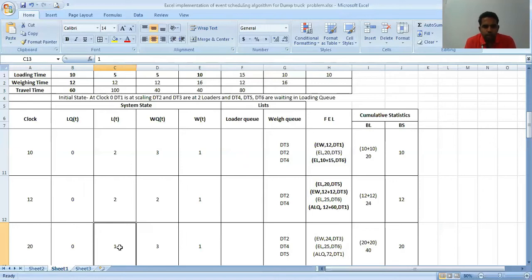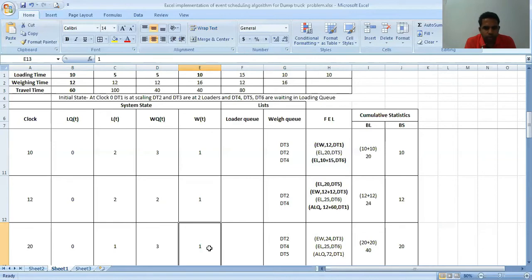After completing its loading, the dump truck will go into the queue of the weighing machine. That's the reason we increment WQT by 1. That dump truck is DT5. So we have updated the list in the weighing queue as DT2, DT4, and DT5. And the weighing machine is still busy. That's the reason W of T is 1. Now, nothing has to be updated.